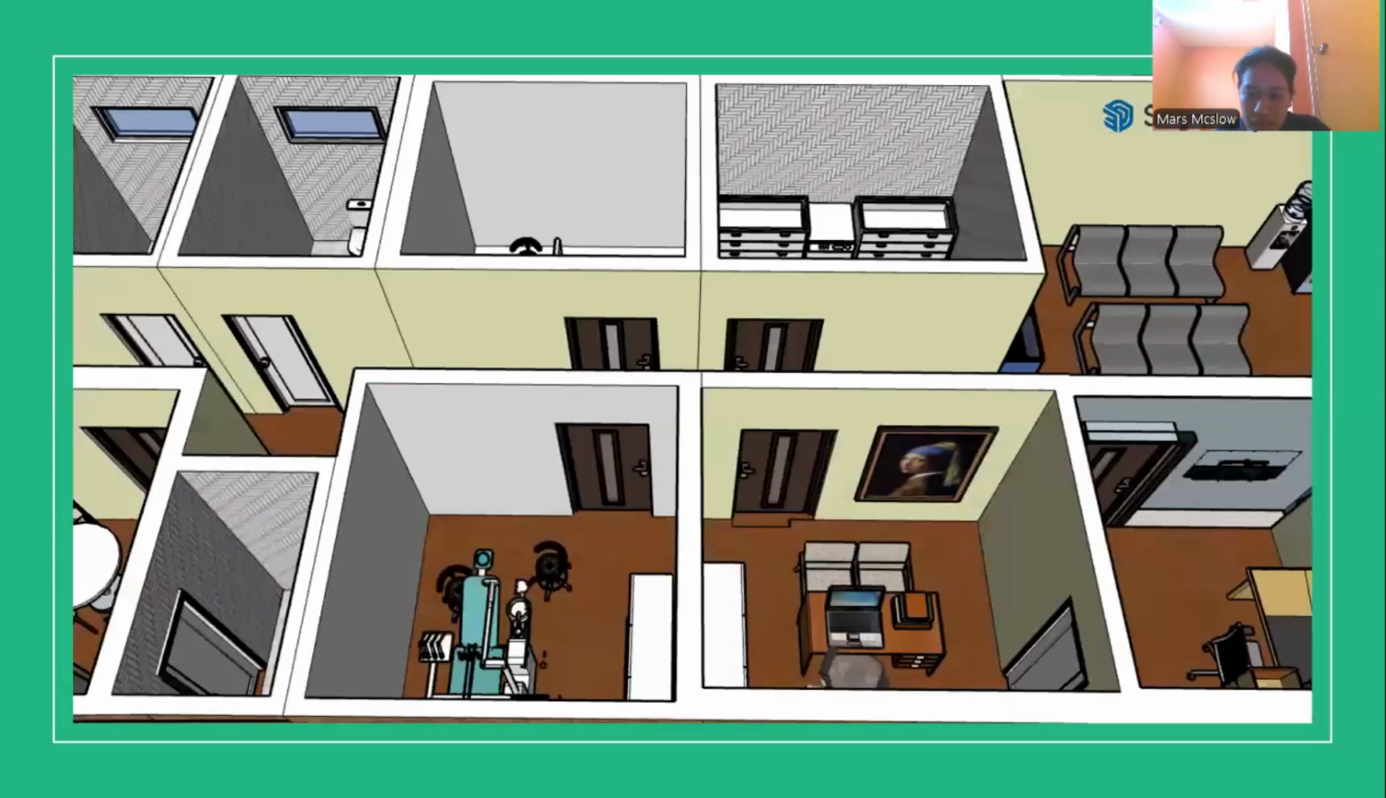And so the next one, here's another angle of the consultation area, the treatment area, the sterilization area, and the X-ray area.